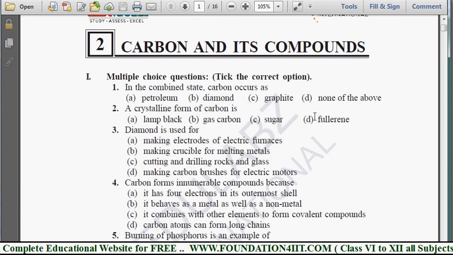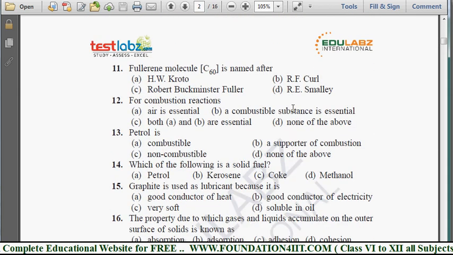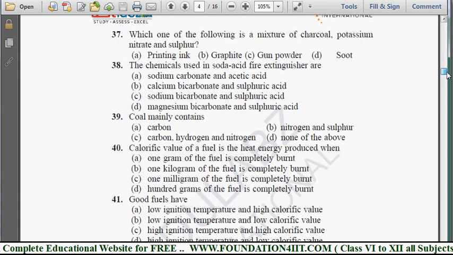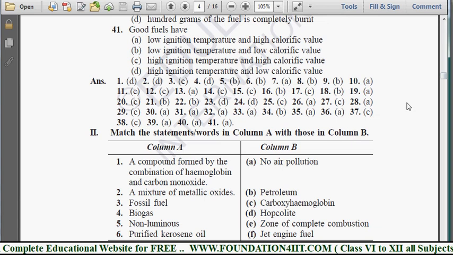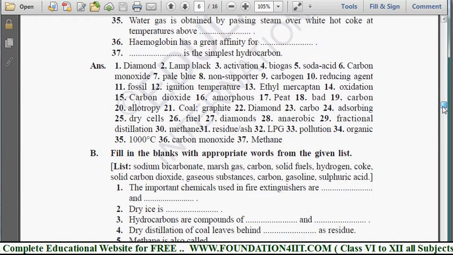Apart from the ICSE syllabus and curriculum, there are multiple choice questions, again objective type. All the objective type, short type, and long type answers, including the answers, everything is available in this study material. And some short type questions also.